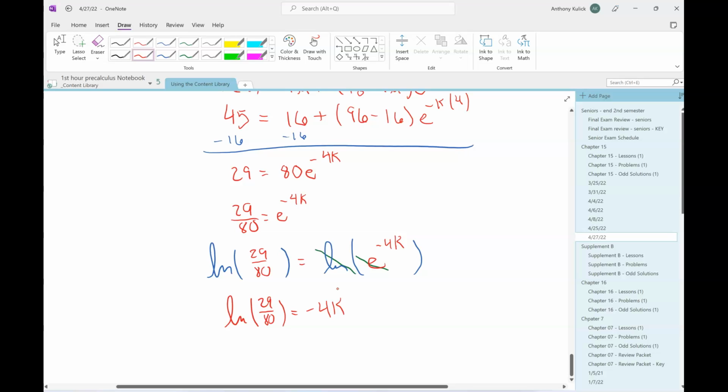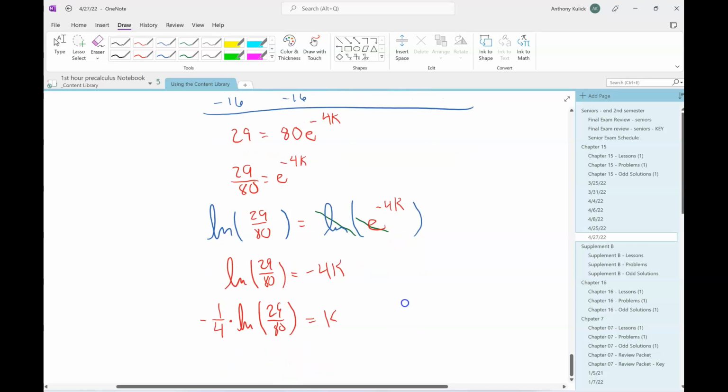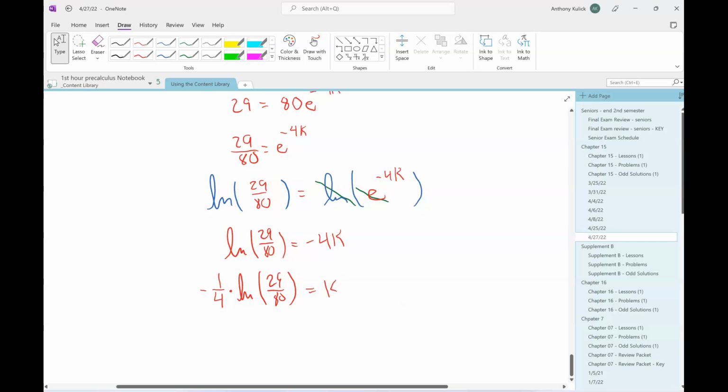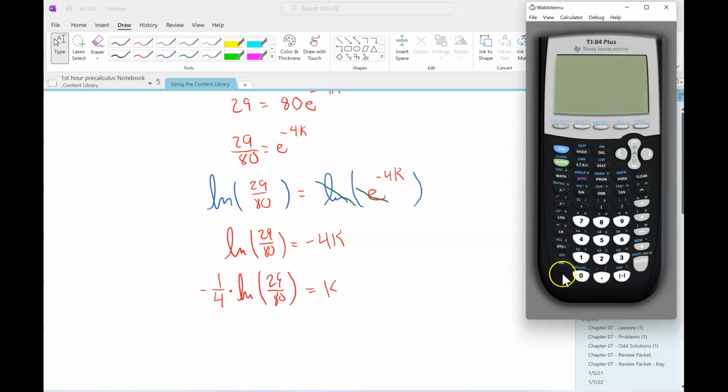And then the last step to get the k by itself would be to divide both sides by negative 4. I'm going to write it, though, as negative 1 over 4 times, rather than divides by, because it's a little bit neater when I write it on my paper. It's doing the same thing, though.